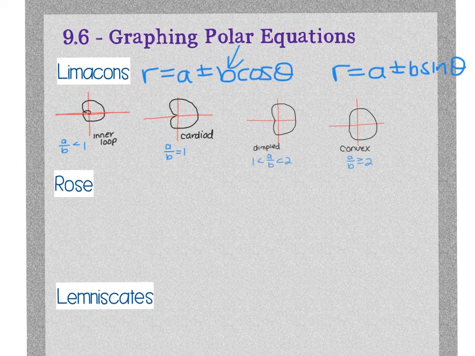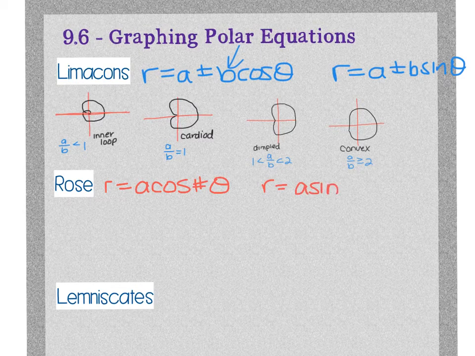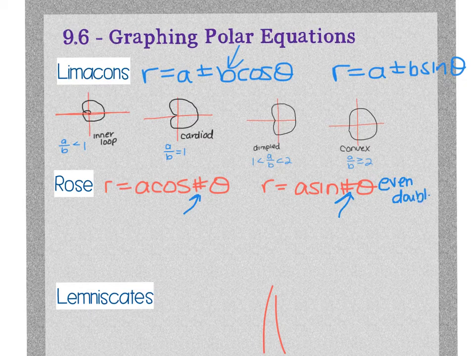Okay, then comes the roses. So the rose is r equals, and this time it has a number here, whether it be sine or cosine, and then it will have a number in between. So you won't have anything added or subtracted. The r is going to be raised to the first power, but there will be a number in between the cosine and the theta, and the sine and the theta. If that number is even, then you would double it to get the number of petals. And if it's odd, you don't. You leave it alone. You get the same number of petals.